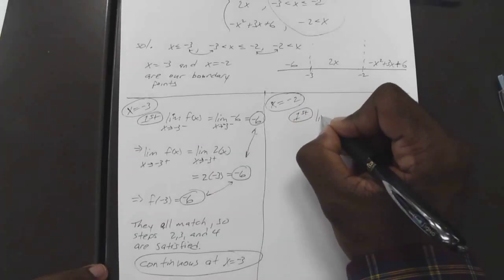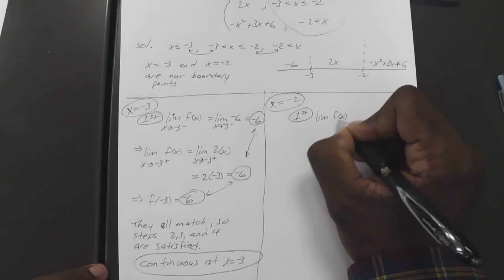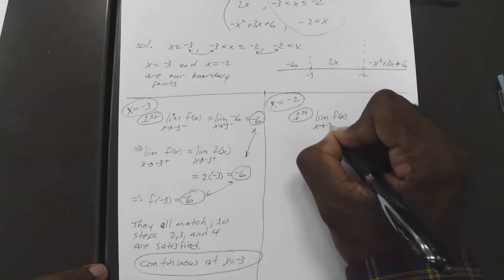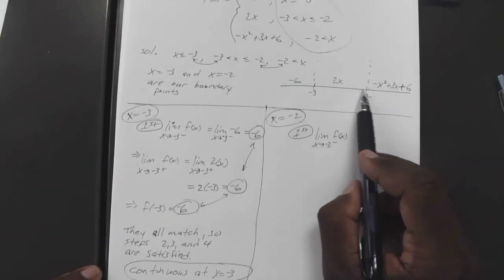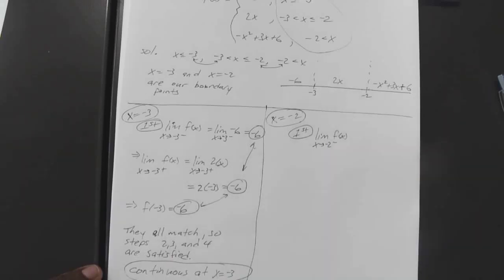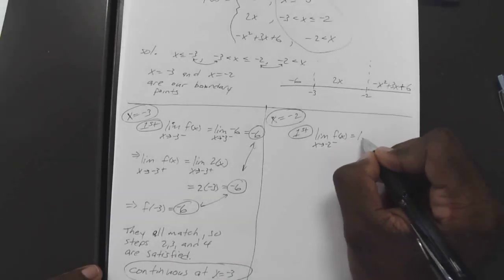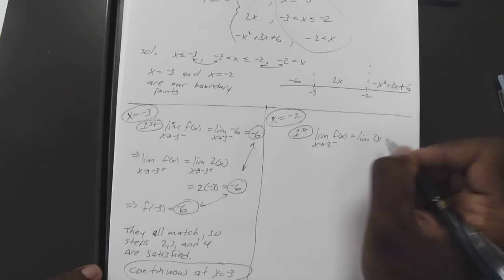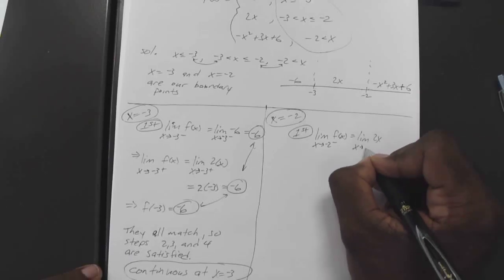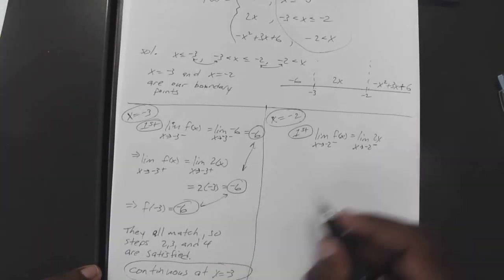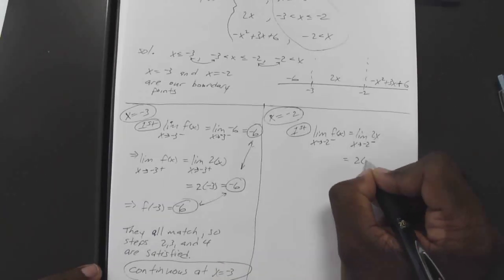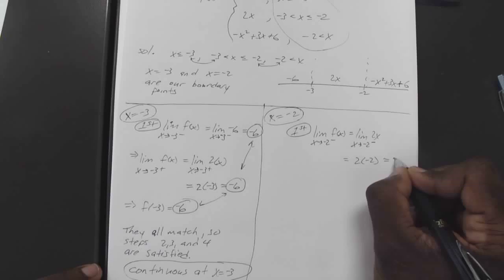We have the limit of f of x as x approaches -2 from the left. So if you're approaching -2 from the left, your f of x is 2 times x. Limit of 2 times x as x approaches -2 from the left, you just plug in your -2. So 2 times -2, which is -4.